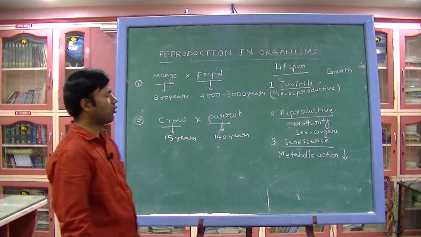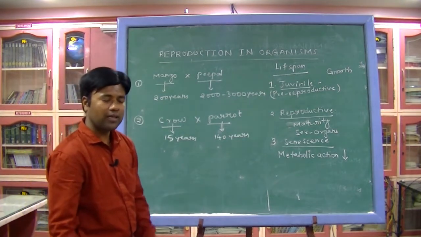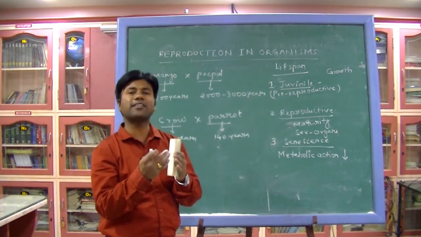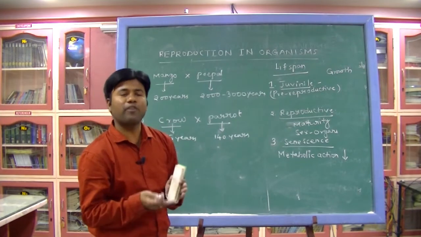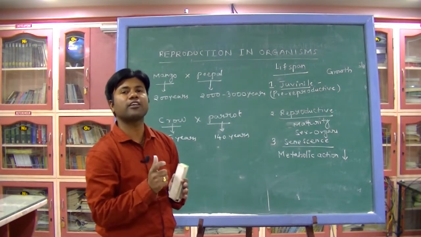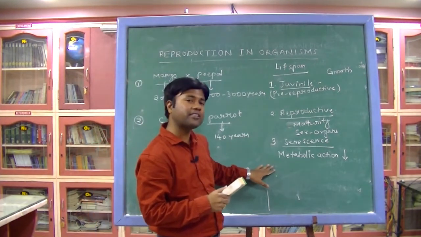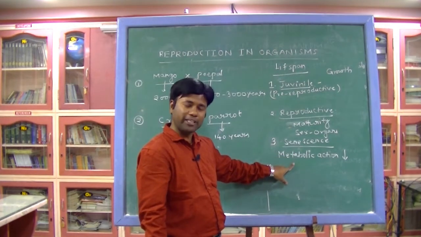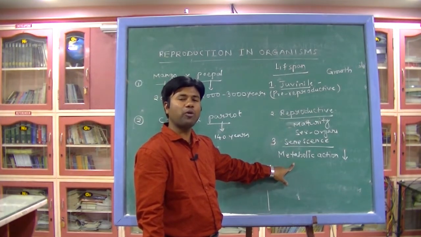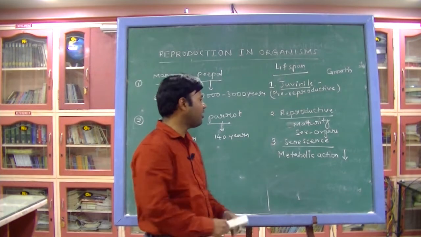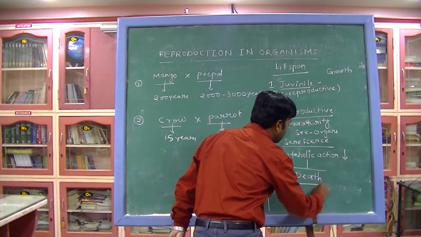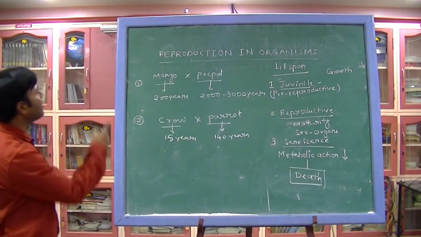Metabolic actions come down. Whenever the metabolic actions come down, the functions in the cell are not performed well. So the structure of the cell will be reduced, meaning it will become shrunken. Due to that, the organism can no longer perform well. That is the reason why it ultimately leads to the death of an organism. This is about lifespan.